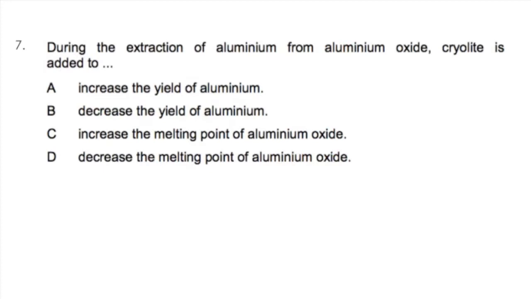There's not much to say on this one. The question asks for the role of cryolite, and that's simply to decrease the melting point of the aluminium oxide. So D is the correct answer.